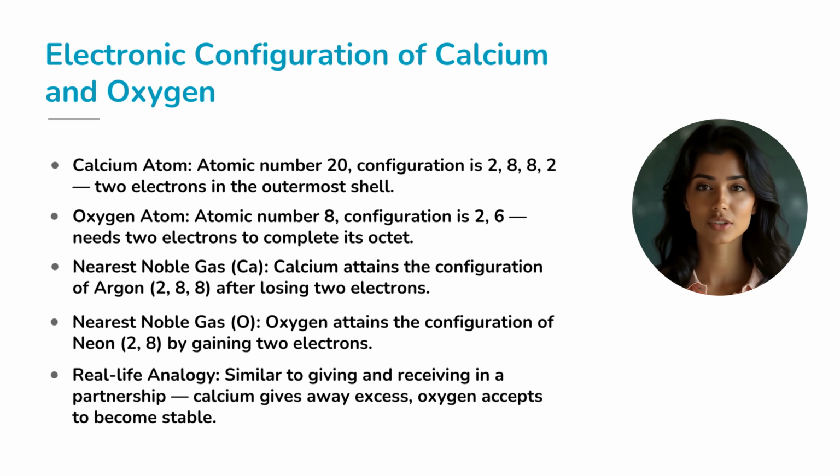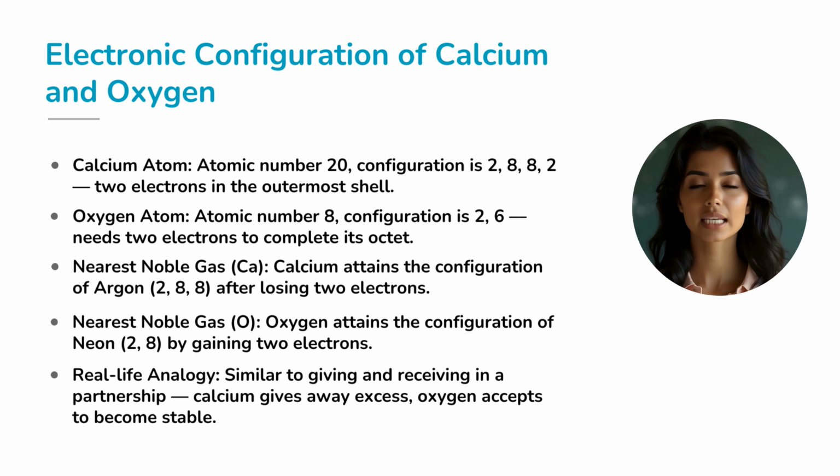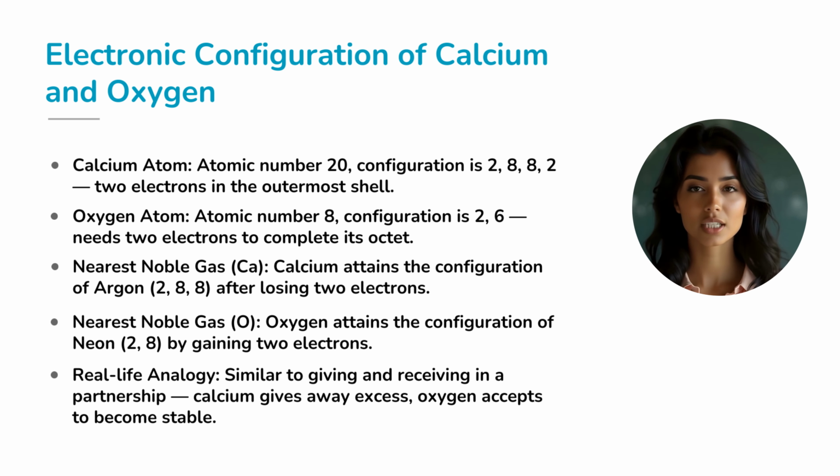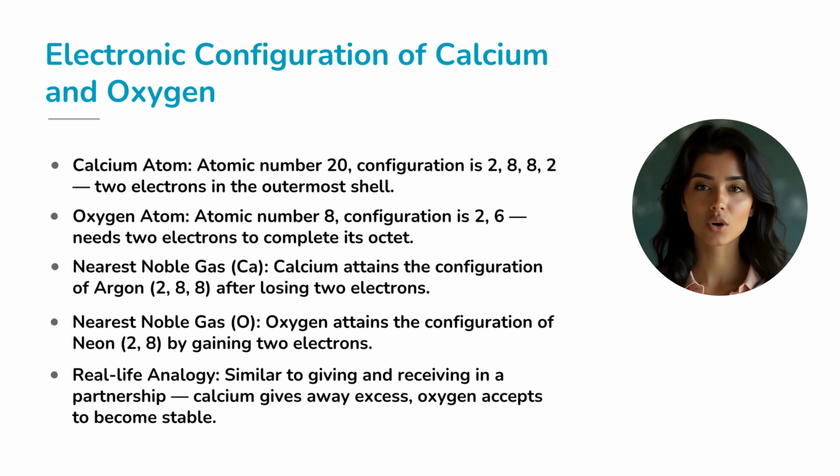Now, let's zoom into the atomic structure. Calcium, with atomic number 20, has an electron configuration of 2, 8, 8, 2, with 2 electrons in its outermost shell. Oxygen, with atomic number 8, has the configuration 2, 6, meaning it needs 2 electrons to reach the noble gas configuration. When calcium loses its 2 valence electrons, it attains the stable configuration of argon, which is 2, 8, 8. On the other side, oxygen gains those 2 electrons to achieve the configuration of neon, that's 2, 8.